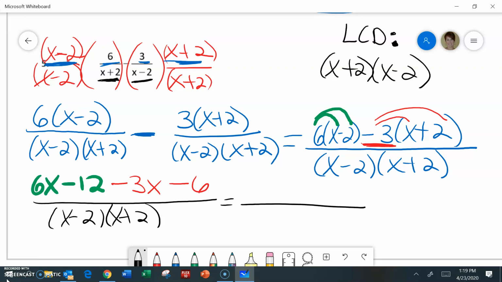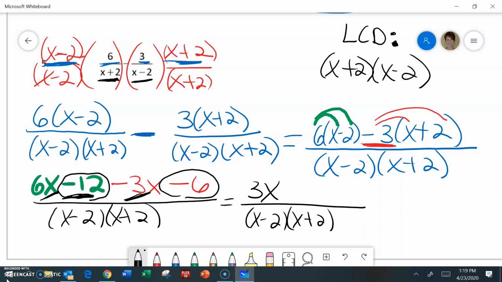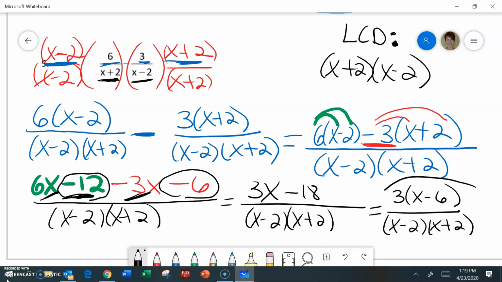So when we actually do the subtraction on top, we have a 6x and a minus 3x, so that's 3x. Here we have negative 12 and negative 6, so negative 12 minus 6 is minus 18. Now, technically, I can look ahead and know it's not going to simplify. However, the top can be factored, so I'm going to take a 3 out, and I'm left with x minus 6. Now, none of the factors on the top cancel with the factors in the bottom, but at least we did our job and checked it. So that would be your final answer.